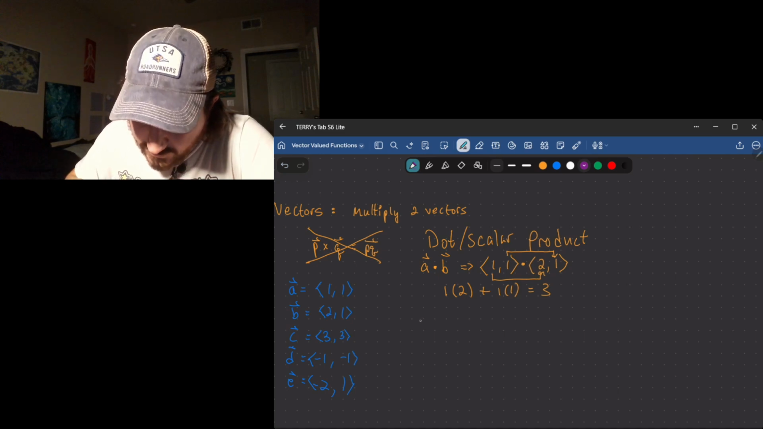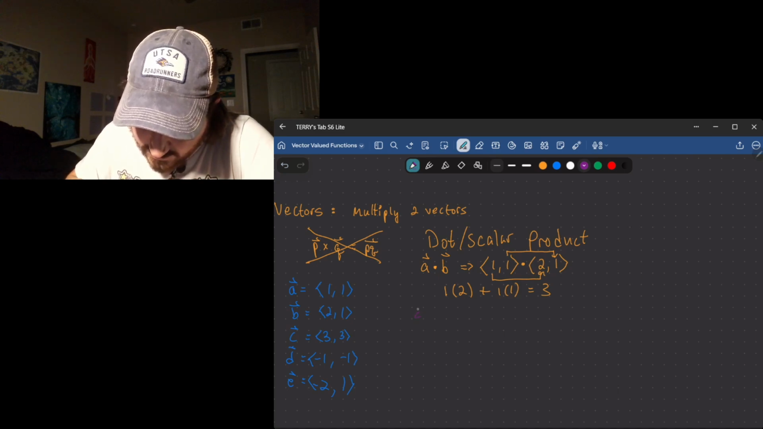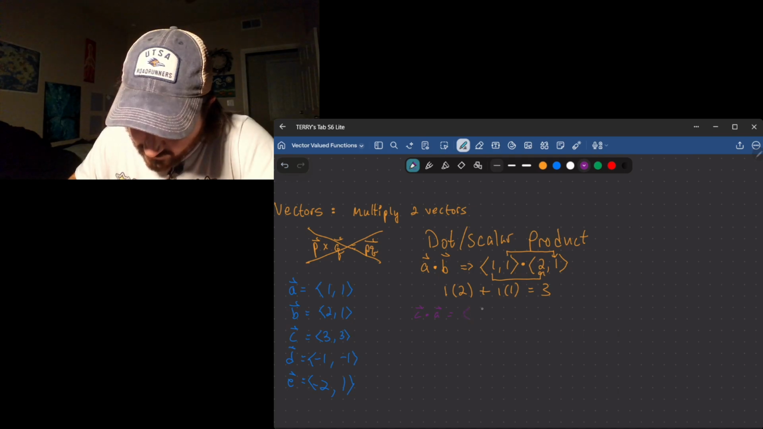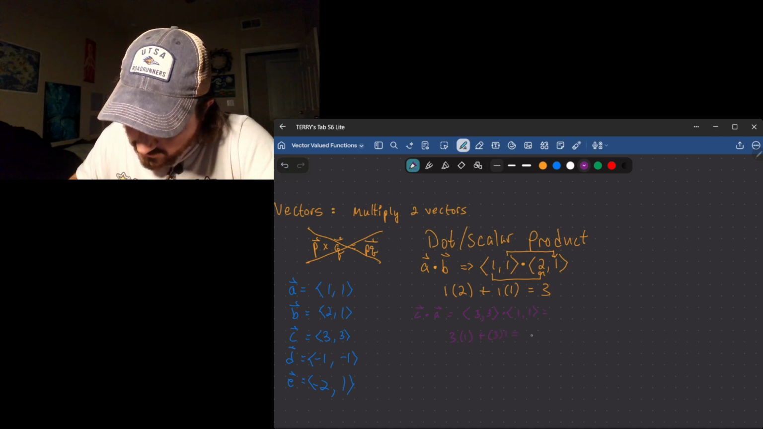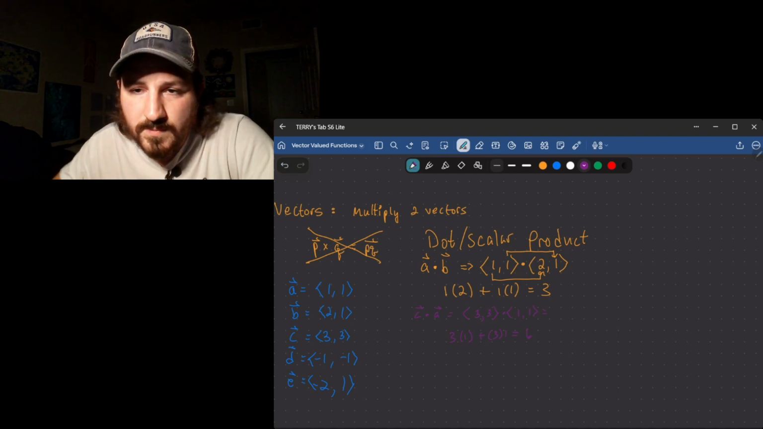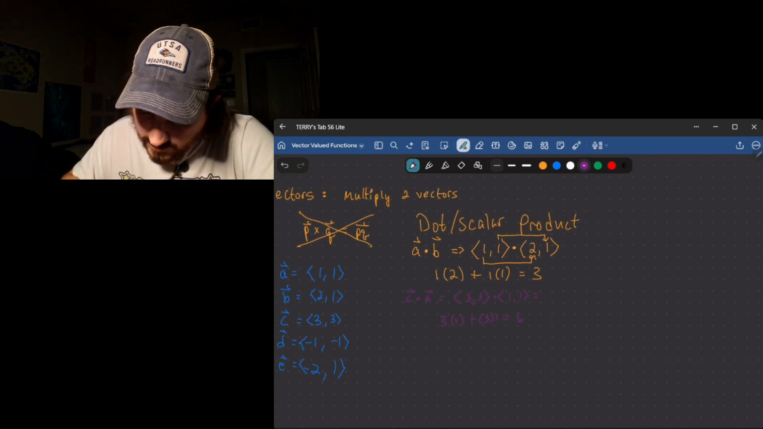Real quick, let's do the next one. Let's try C dot A. In this one, we've got 3, 3 dot 1, 1. This one's going to be 3 times 1 plus 3 times 1, so 3 plus 3 is 6. These aren't too bad.